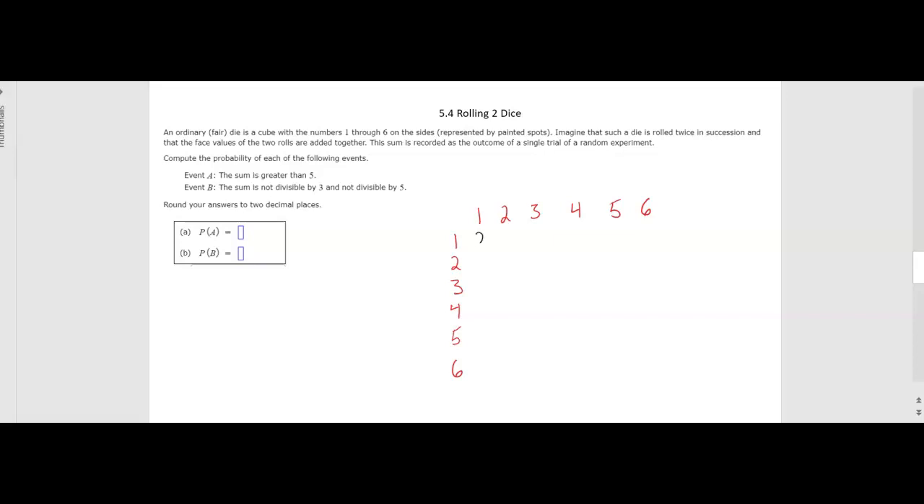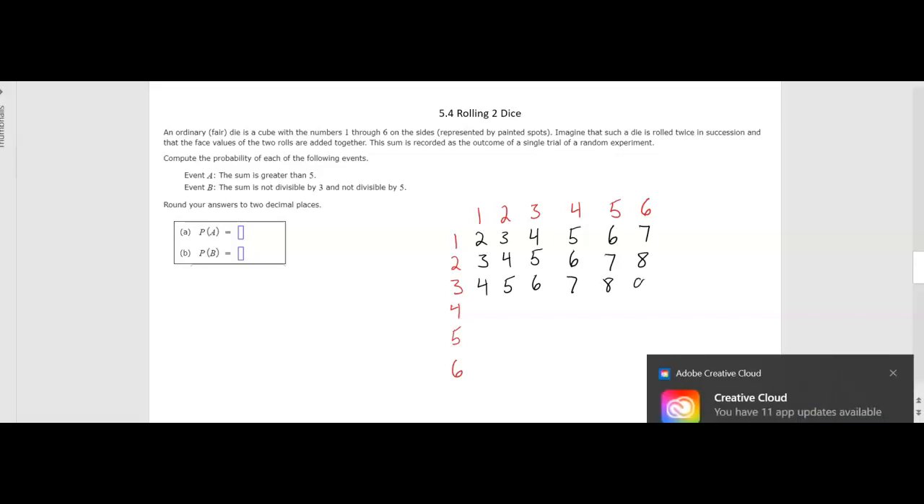Well, 1 and 1 would be 2. 1 plus 2 would be 3. 1 plus 3 would be 4. 1 plus 4 would be 5, 6, 7. 2 plus 1 would be 3. 2 plus 2 is 4. 2 plus 3, 5, 6, 7, 8. 3 plus 1 is 4. 3 plus 2 is 5, 6, 7, 8, 9.